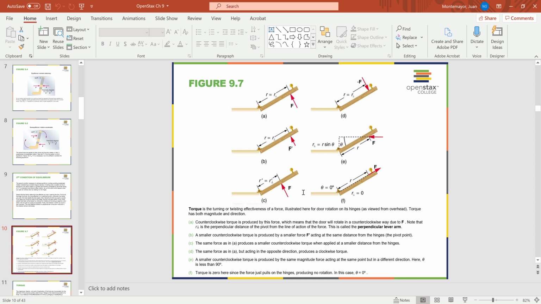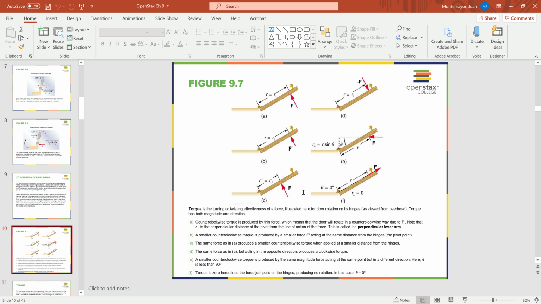So here you have 6 different ways to open the door, or for this lever arm. For A, well, first of all, torque is the turning or twisting effectiveness of the force, illustrated here for door rotation on its hinges. Torque has both magnitude and direction, so torque is a vector.